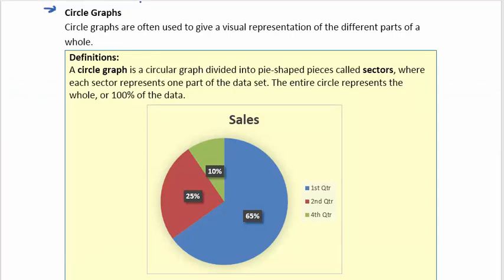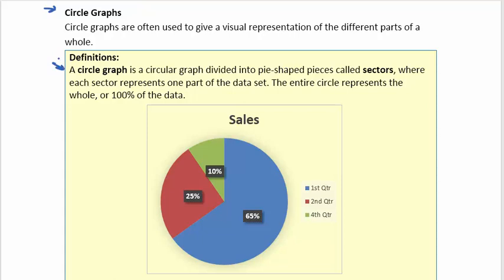Circle graphs are often used to give a visual representation of the different parts of a whole. So when we're comparing parts of a whole, like a population demographic or any other situation where we're seeing the breakdown of all the different parts that make up this whole thing, oftentimes we'll use a circle graph. Let's take a look at a definition here.